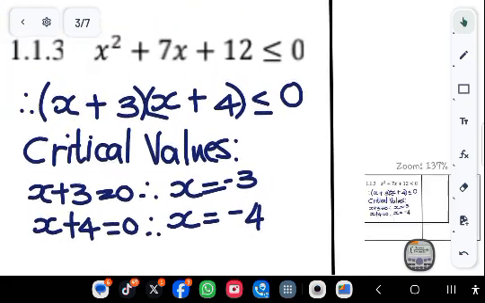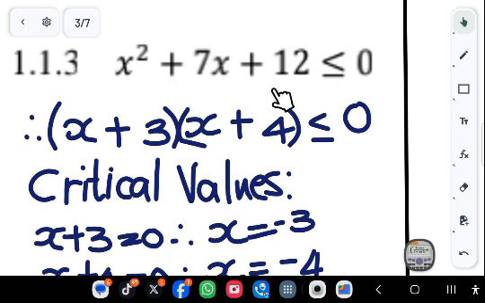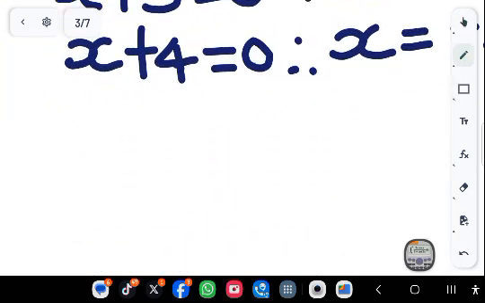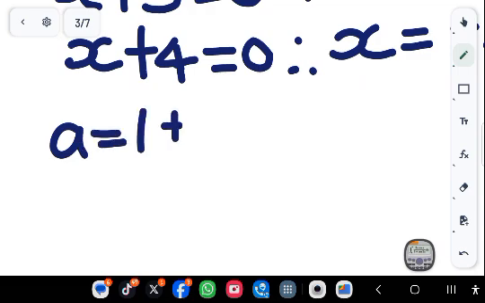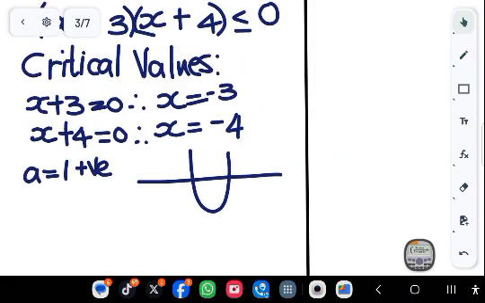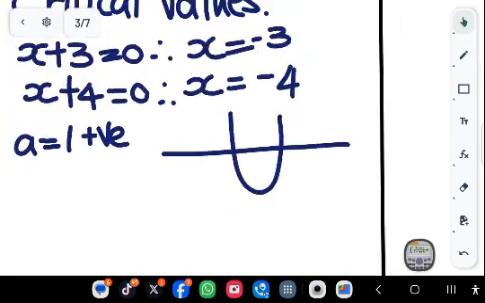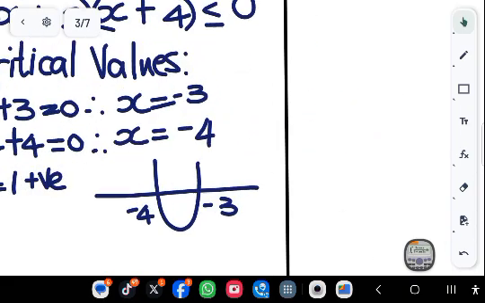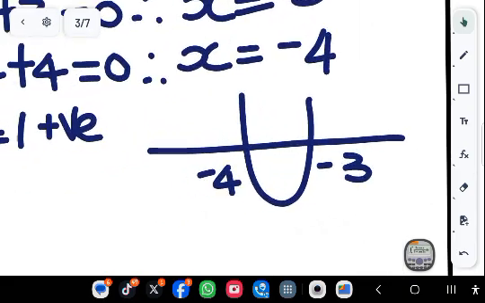Now we go back to the function, the quadratic function, the parabola. A, which is the coefficient of x squared, is a positive number, meaning that our parabola will look up. And there is where the roots will be on the line. So we line our critical values like we would on a number line, right?